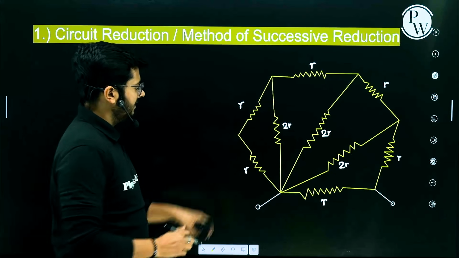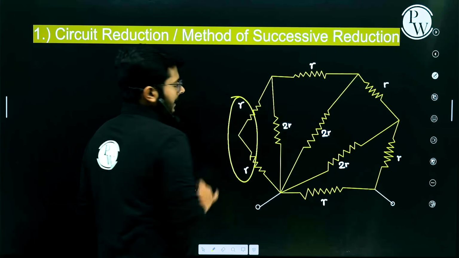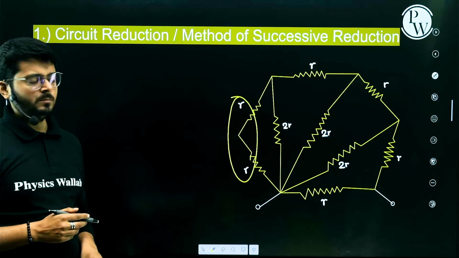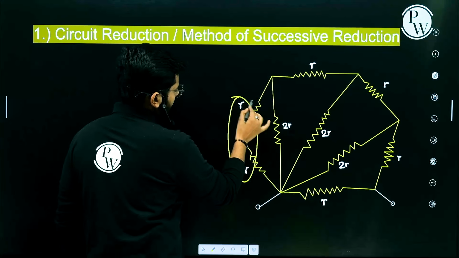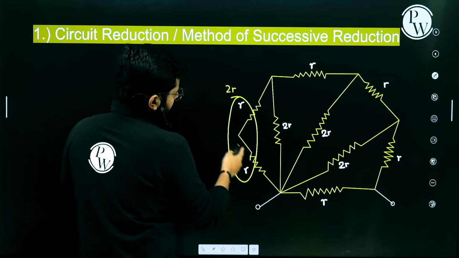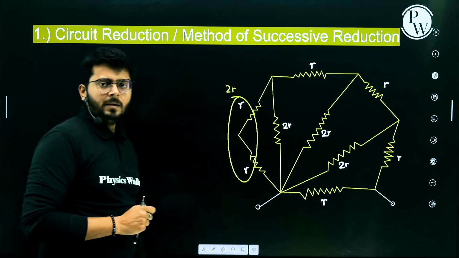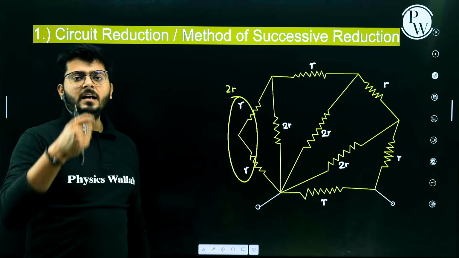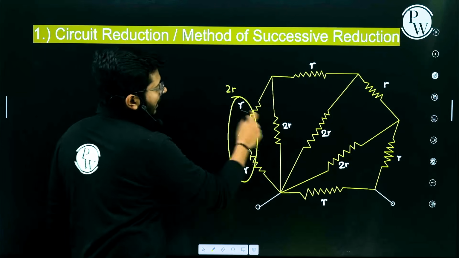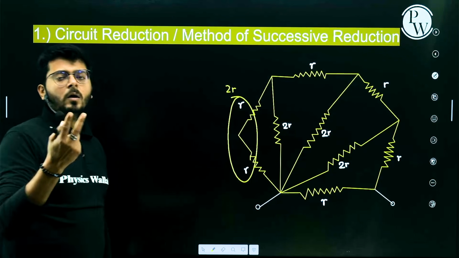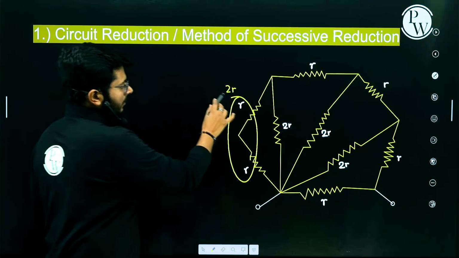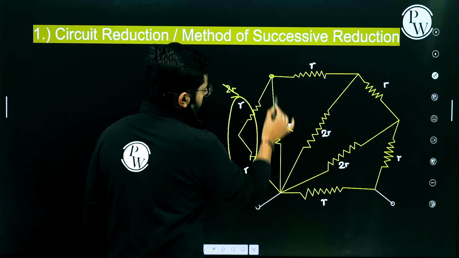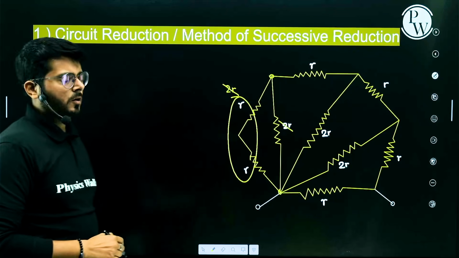So here R and R are in series, right? N resistors in series, the net resistance will be n times R. So two resistors in series, net resistance will be 2R. You can replace them with the net resistance of 2R, okay? Then that resistance and this one will become parallel. If two resistors of R are in parallel, the net resistance will be R by n. So 2R and 2R in parallel, the net resistance will be 2R by 2, which is R only. So you can remove these two resistances and between these 2 points, add just one resistance of R, right?